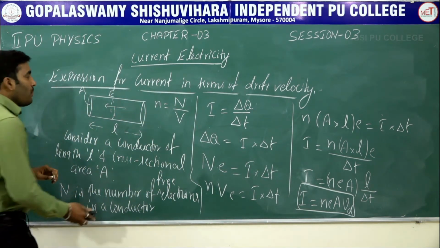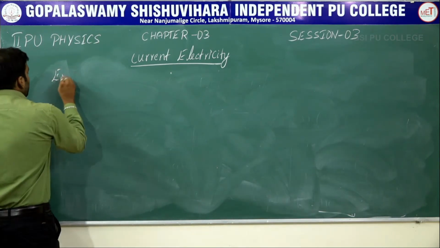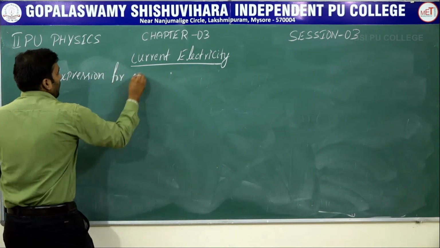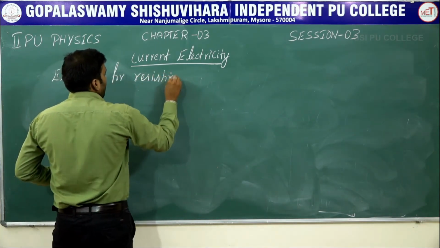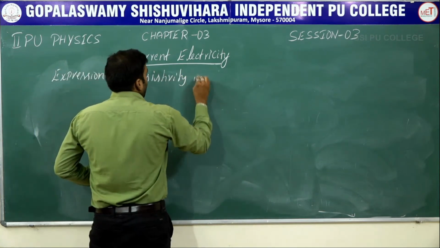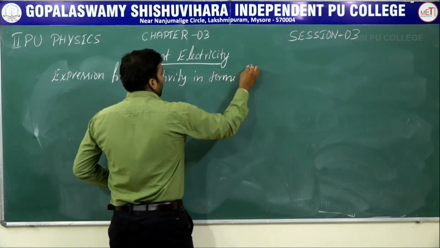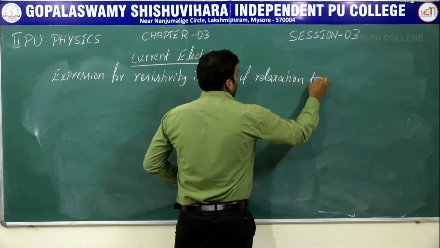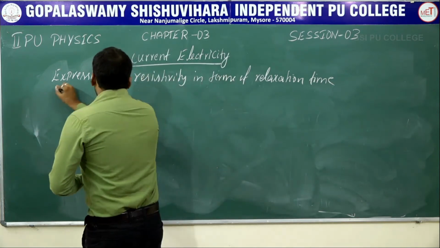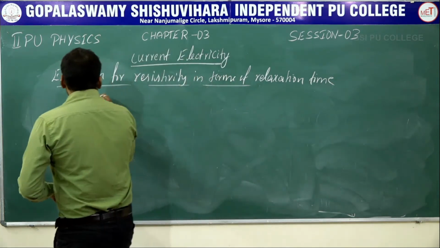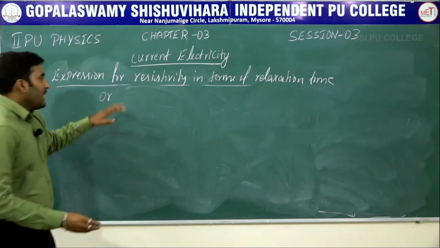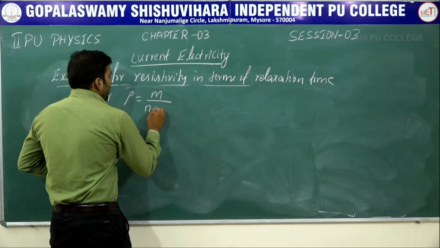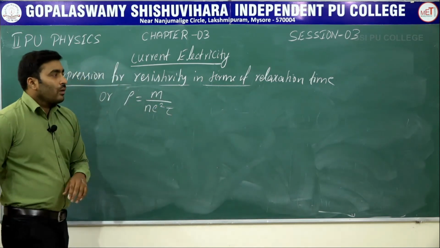Next we'll move on to the next topic: expression for resistivity in terms of relaxation time. This is just a mathematical derivation. We have to derive rho is equal to m divided by n e square tau.